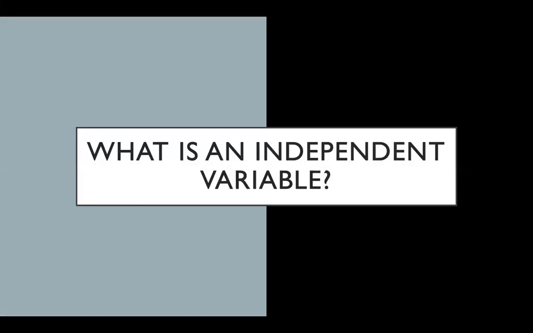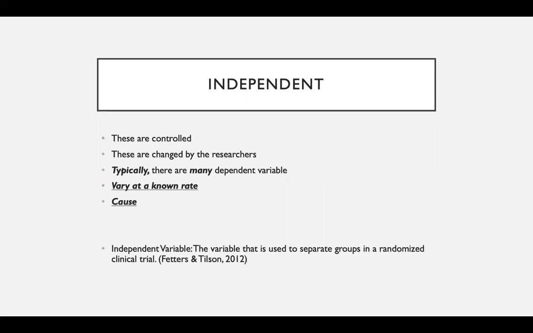You know the drill. Go ahead and write down as much as you can about an independent variable now. In contrast to dependent variables, this type of variable is controlled or manipulated by the researchers intentionally. There's typically more than one independent variable, and they can vary at a known rate as they're the ones being manipulated. These are often referred to as the cause in a cause-effect relationship.